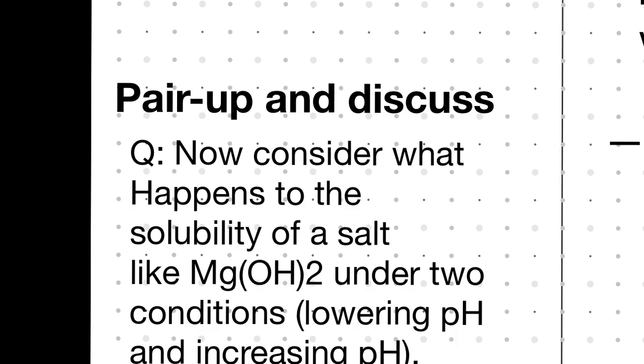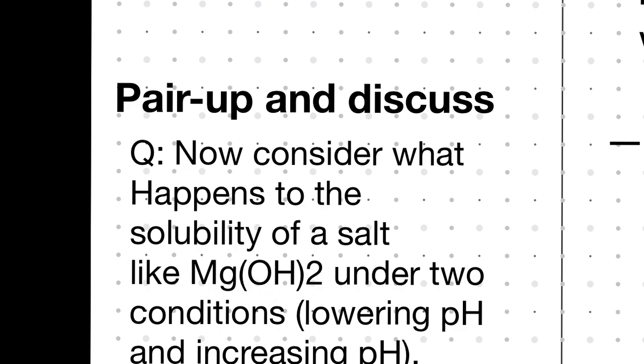You're not adding a common ion or anything like that. What happens to the solubility of magnesium hydroxide first off? Then we're going to consider two alternating conditions. We're going to lower the pH in the first instance, and then we're going to increase the pH in the second. But for right now, just normal solubility.